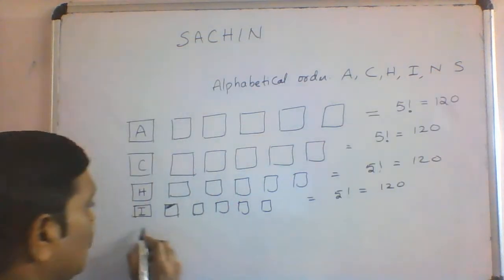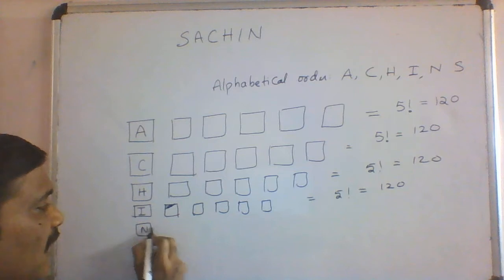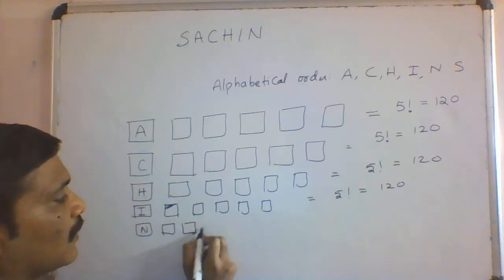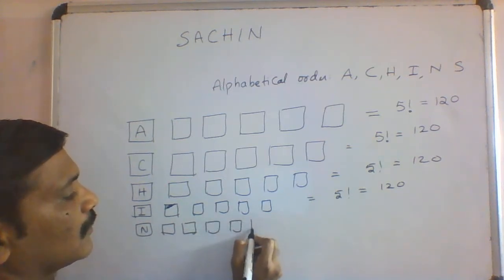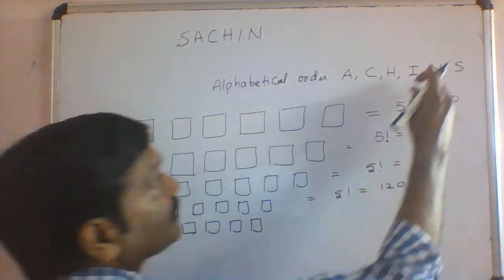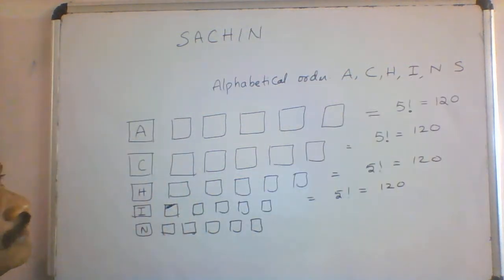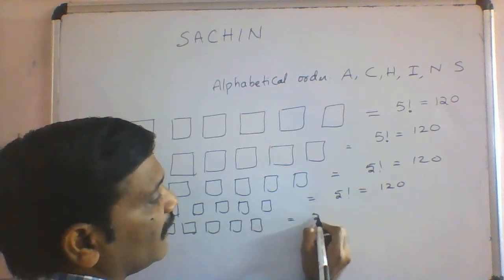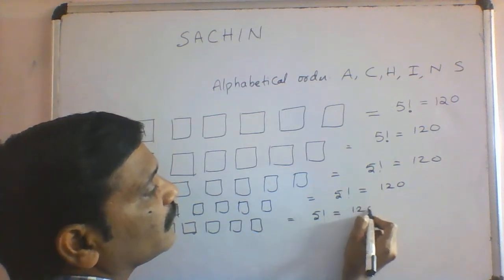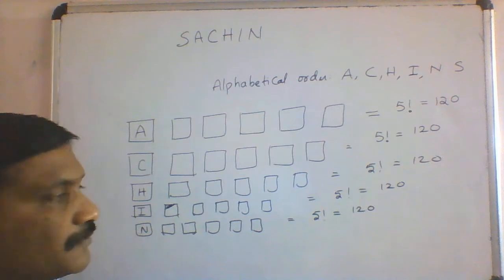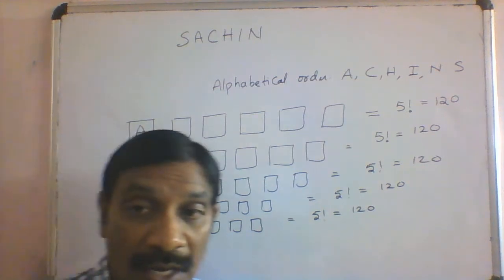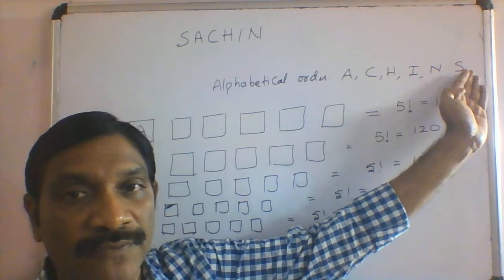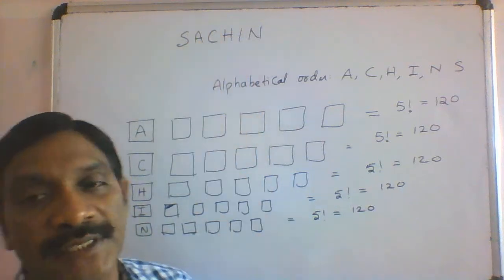Now starting with N, similarly starting with N. So if I fix this N here, the remaining letters can be kept in these 5 places in 5 factorial ways, which is 120 again. Next comes S, which is the required first letter.